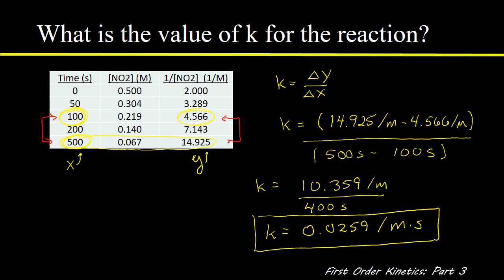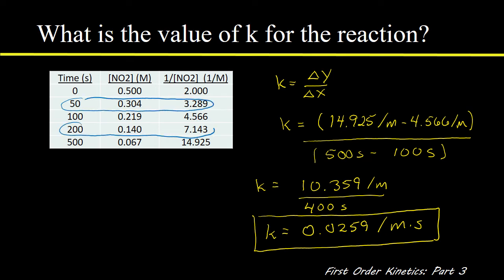That's good. I'm also going to say the same thing that I say all the time, which is the rate constant is called a rate constant because guess what? It's constant. So you ought to get the same value regardless of which pair you choose, right? So you could choose 50 and 200, or you could choose 0 and 500. You choose any pair you want and you ought to get the same result.